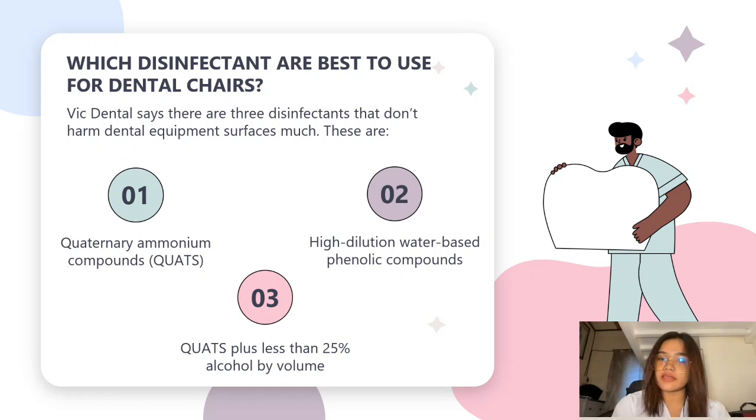So which disinfectants are best to use for dental chairs? The choice of disinfectant for dental chairs depends on several factors, including the type of material used in the chair, specific pathogens you want to target, and any manufacturer recommendations. So here are the three commonly used disinfectants for dental chairs. First, quaternary ammonium compounds, quats or QACs, high dilution water-based phenolic compounds, and quats plus less than 25% alcohol by volume.